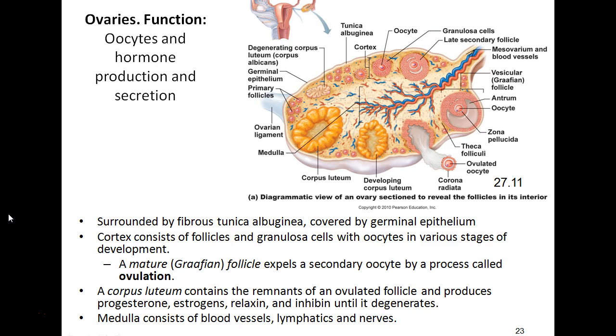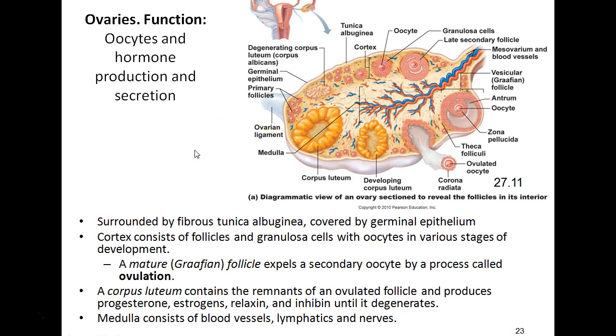So then coming back to some structures in the cortex, we see the presence of the corpus luteum. The name corpus refers to body, luteum refers to yellow, so perhaps we see a yellow body inside here. And this corpus luteum is going to contain the remnants of an ovulated follicle, but it has a dual purpose, and that is this tissue produces progesterone, estrogens, relaxin, and inhibin hormones, and then it finally degenerates. When it degenerates, we have the corpus albicans.